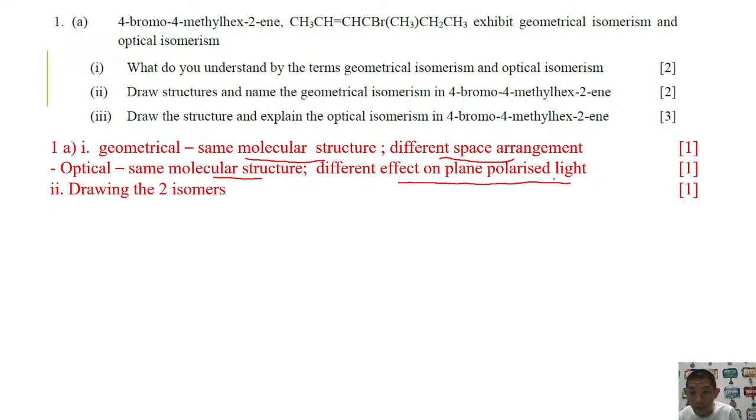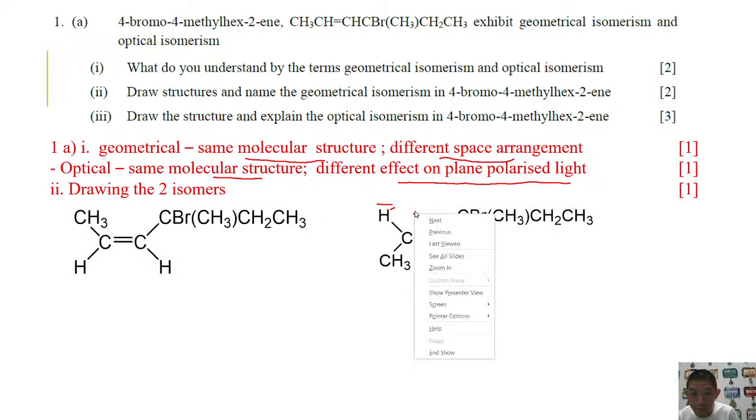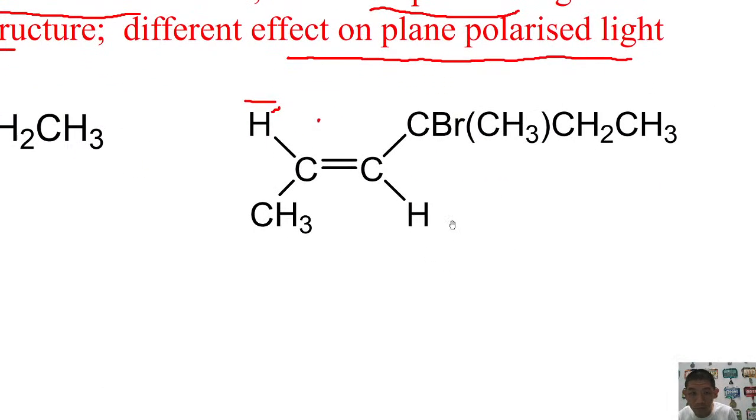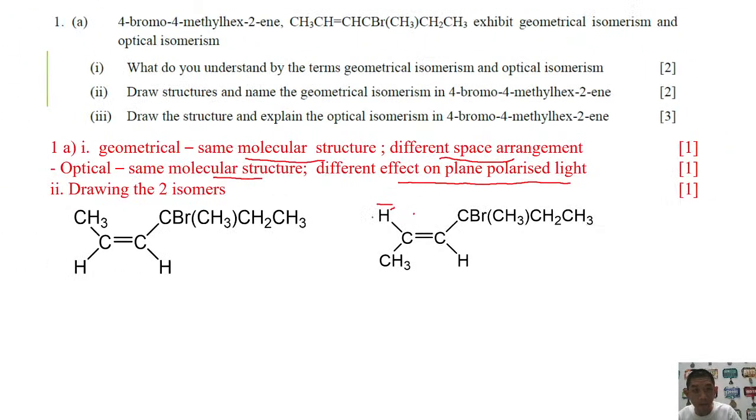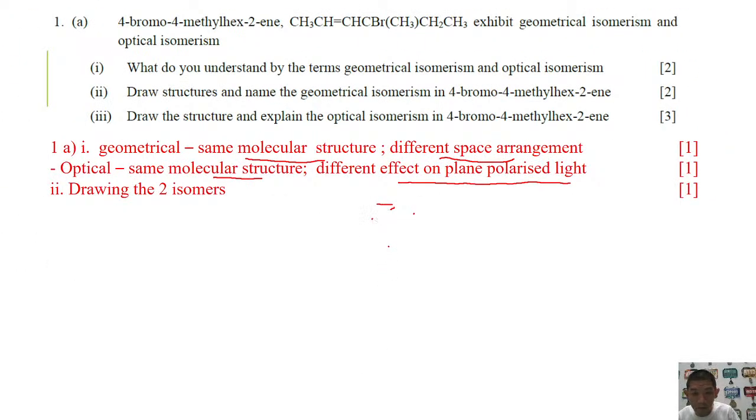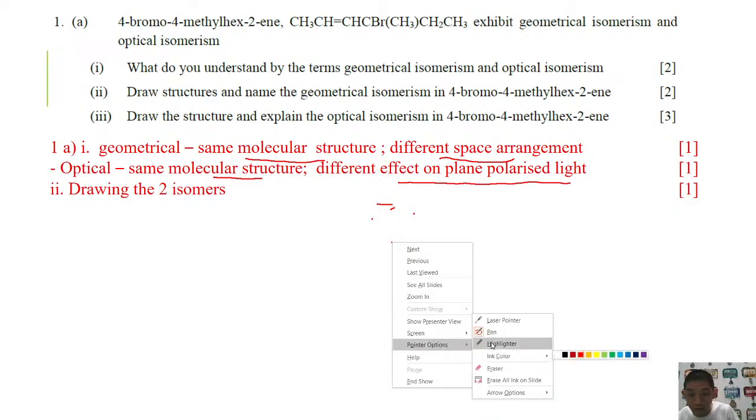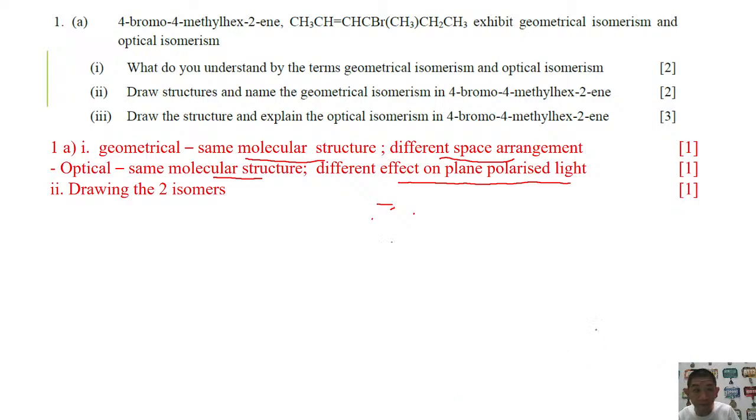Hopefully you'll be able to understand better how to define the isomerisms inside here. Okay, so number two, draw the structure and name the geometrical isomers in 4-bromo-4-methylhex-2-ene.